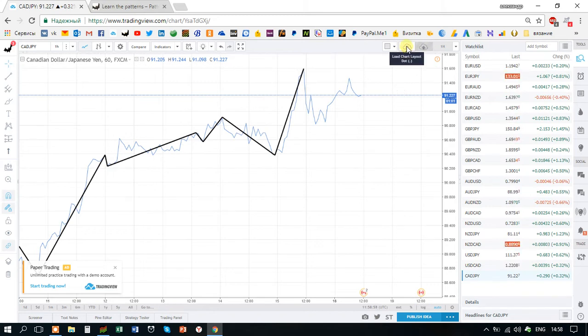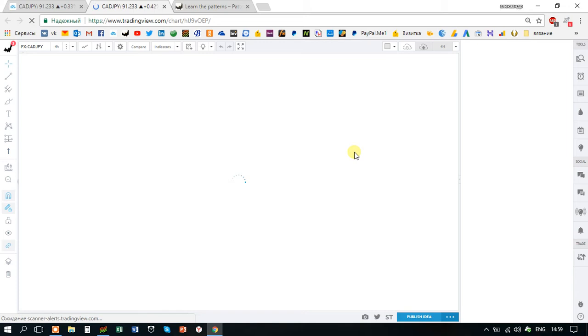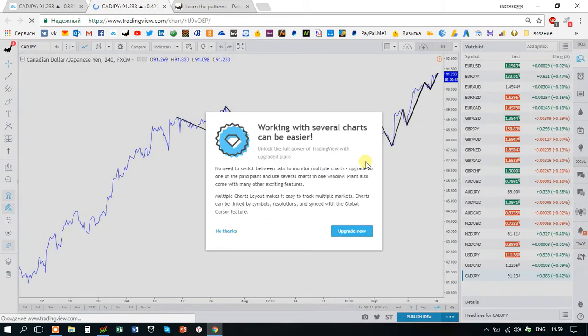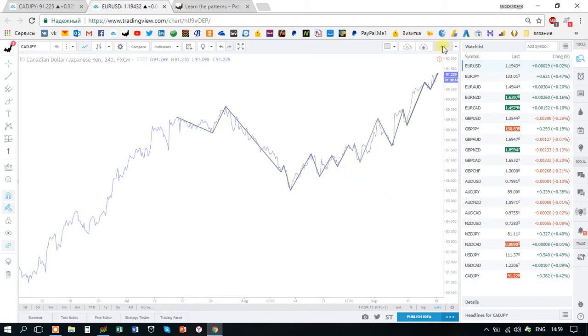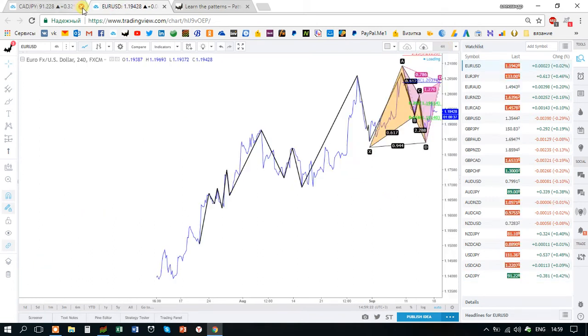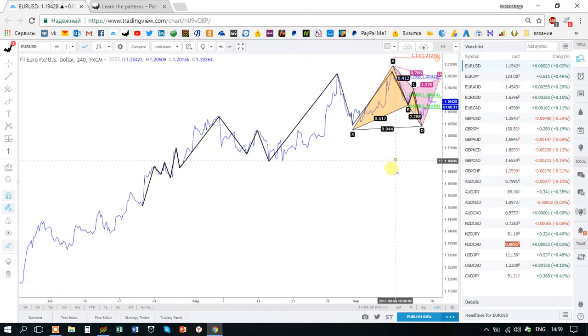While I was talking, I already identified all those opportunities, and now opportunities were found. Canadian yen. Euro USD 4-hour time frames. We don't need this anymore. A bit lagging.